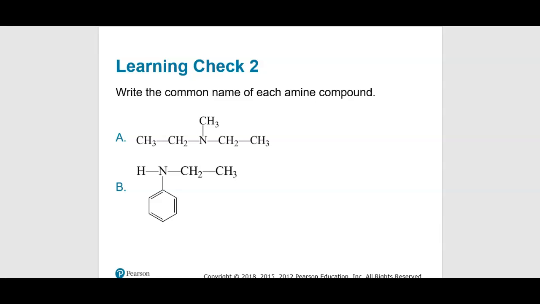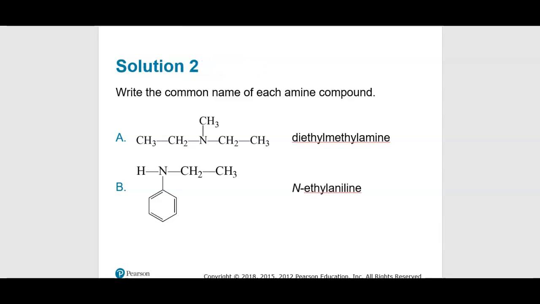Ethyl comes before methyl in the alphabet. Okay, so it's going to be diethylmethylamine. Let's just keep that in mind. Maybe write it down, make a note. B is an aniline, and remember what we said? We had the N-methyl aniline. Well, that's an ethyl group there on that nitrogen, so it's going to be N-ethyl aniline. Do we have that? You see, there you are.